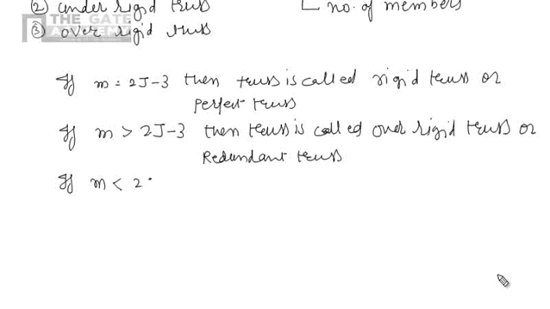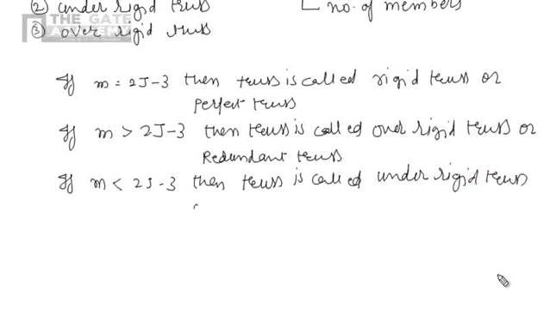If m is less than twice j minus 3, then truss is called under rigid truss, or we can say that deficient truss. Here we are calling this truss under rigid because the rigidity of this truss is less than the requirement. Or we can also say that it is deficient truss because the sufficient members required to provide sufficient rigidity are less than the requirement. That's why m is less than twice j minus 3.